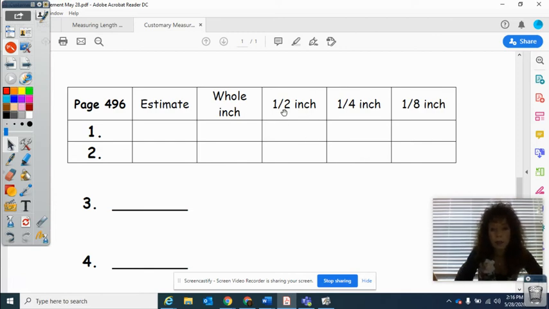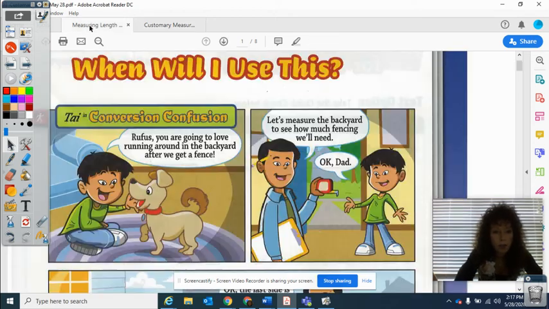Then we're going to measure to the closest half inch, and then quarter inch, and then 1/8 of an inch. So we're measuring the same thing. We're estimating, measuring to a whole inch, half inch, quarter inch, and 1/8 of an inch. And I'll show you what I mean, and that might make more sense in just a second. Okay, so we're going to read through. I copied some pages from the math textbook, and we're going to read this together.